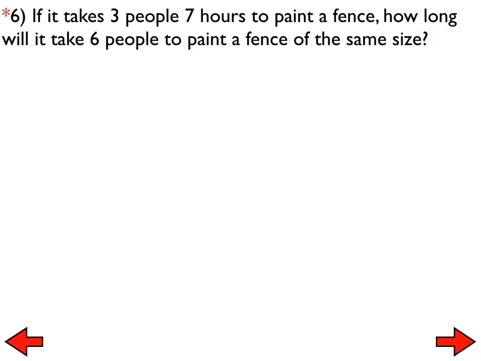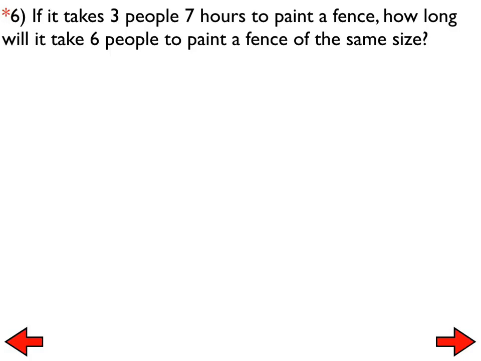Number 6. If it takes 3 people 7 hours to paint a fence, how long will it take 6 people to paint a fence of the same size? Do they give us a rate? 3 people compared to 7 hours. Okay. Yeah, that's 2 different things. Do they ask us to find a rate? Yes. Yeah, they do. How long? So that's number of hours for 6 people. So they ask us to find a rate. Or it sounds like they do.